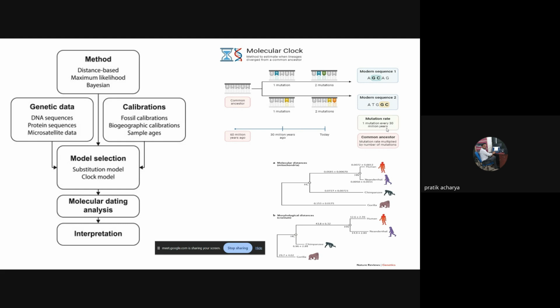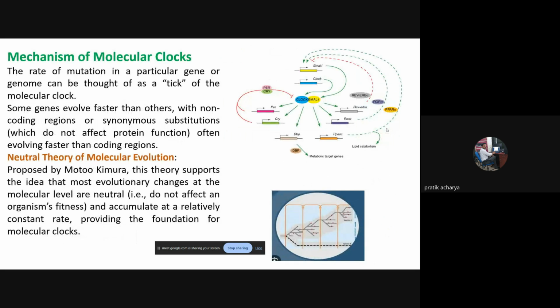We have discussed that mutation is the backbone of evolution. If we can calculate the rate of mutation in different generations, we can assume the process of evolution. We can assume the ancestry of the species present. Okay, so this is all about molecular clock.